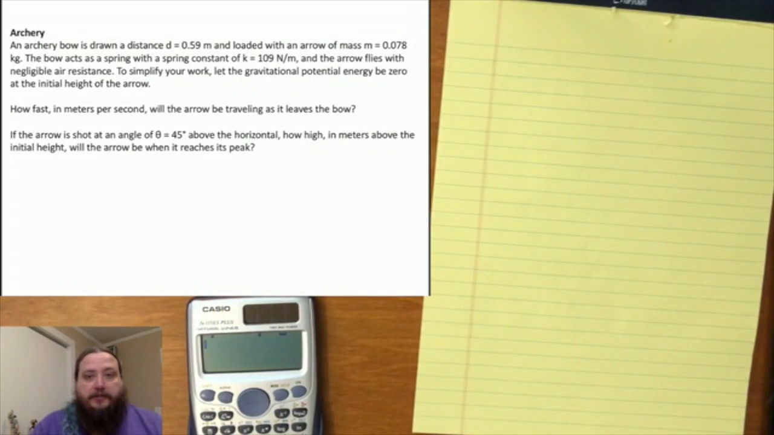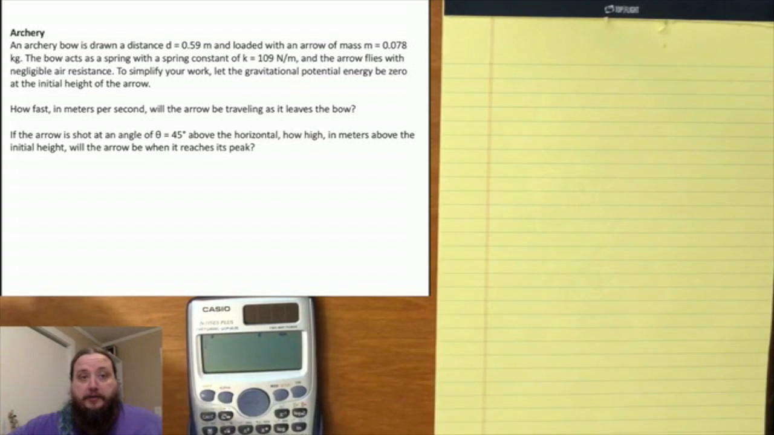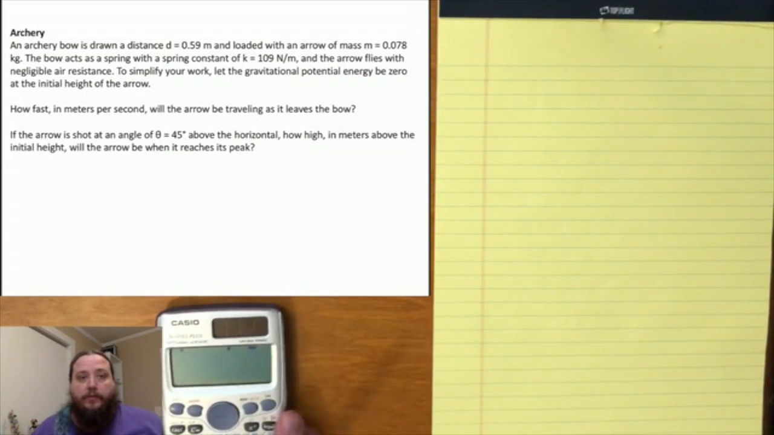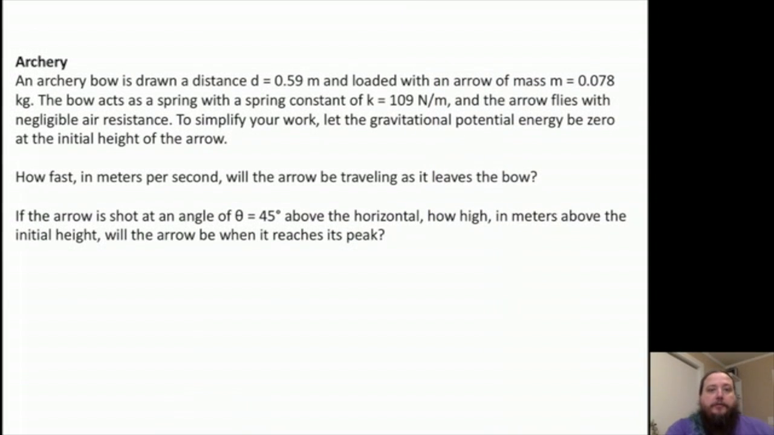All right, let's try another one. This one says, go ahead and zoom in. An archery bow is drawn a distance d equals 0.59 meters, and loaded with an arrow of mass 0.078 kilograms. The bow acts as a spring with a spring constant of 109 newtons per meter, and the arrow flies with negligible air resistance.